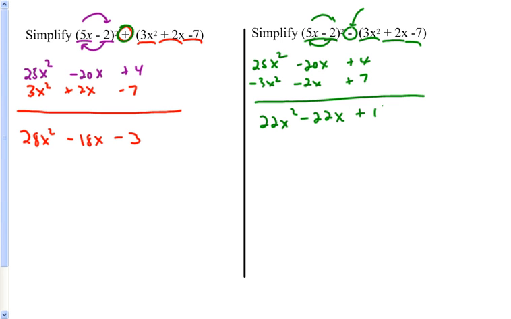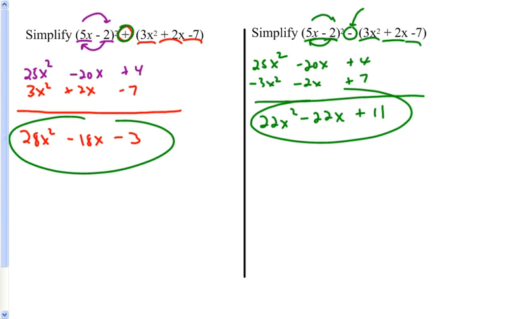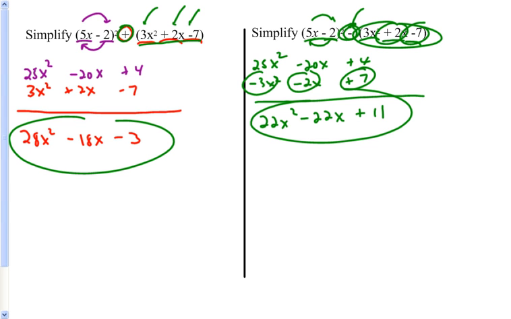And add the similar terms. So those are two answers for two different problems. One had a plus, and I left everything with the signs exactly the same: positive 3, positive 2, negative 7. One had a minus, so I changed the signs I was subtracting. That became a negative 3, a negative 2, and a positive 7.